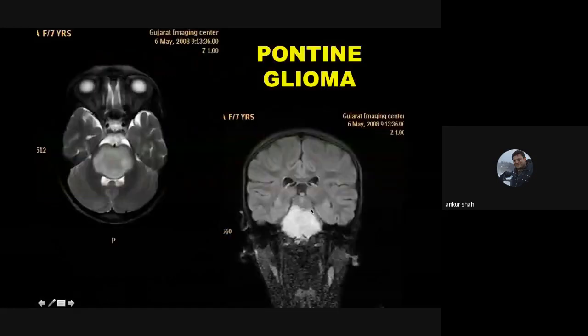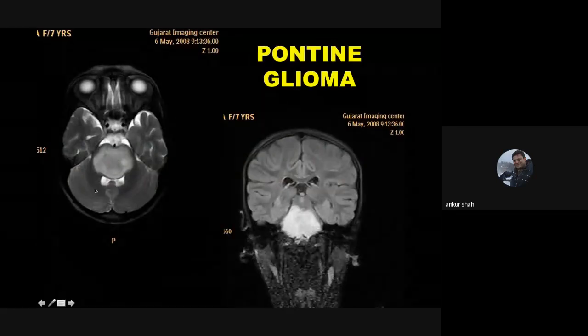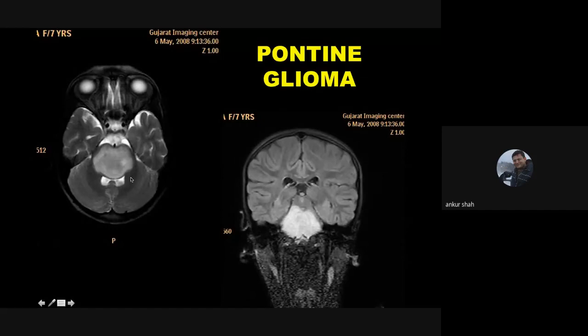For tumor imaging, take a young patient, 7 years old, where there is a large glioma in the brainstem. If you remember our normal appearance of the pons, it looks like this, but here it is replaced by a hyperintense lesion with its expansion and enlargement, causing compression of the fourth ventricle, and this is the pontine glioma.